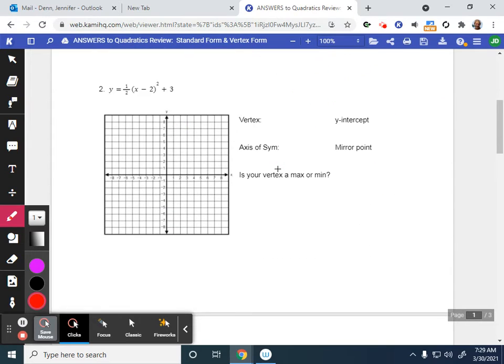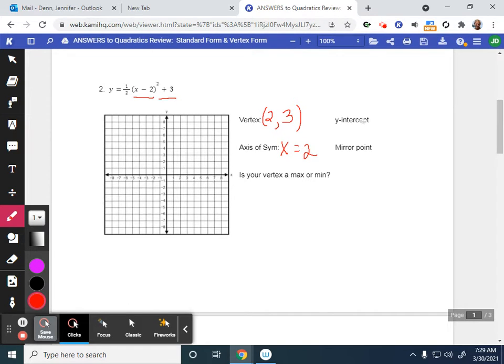All right, number 2. So now we are in vertex form. So the vertex is really easy to get. The x value is going to be the opposite sign of the number in the parentheses, and the same sign for the y as the number out here. That's the easy stuff. The axis of symmetry is x equals the x value of the vertex.